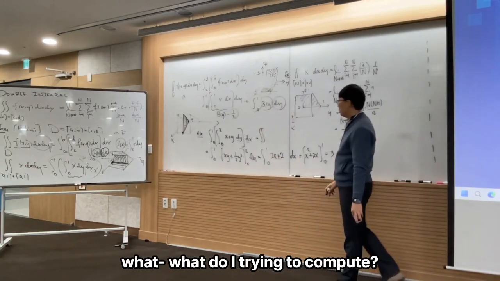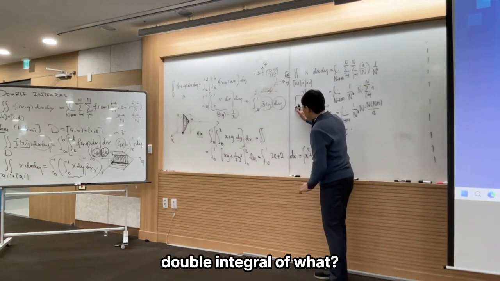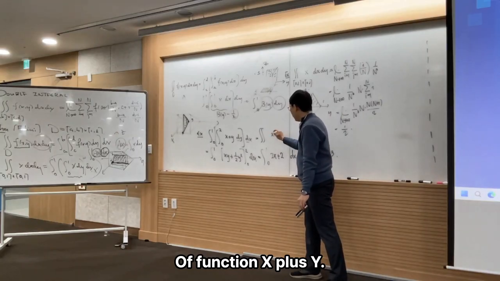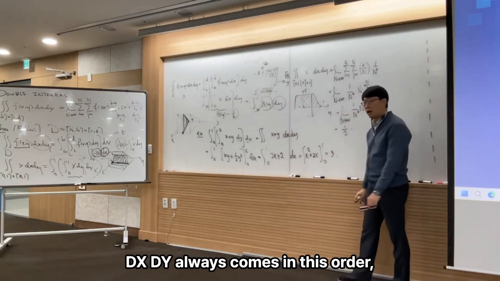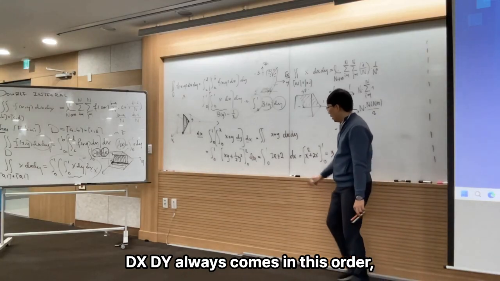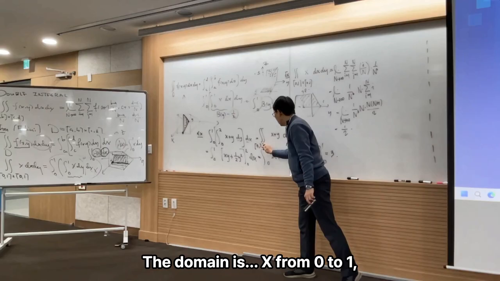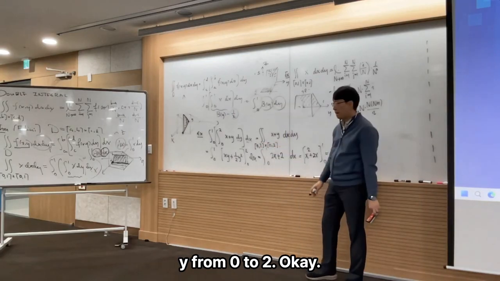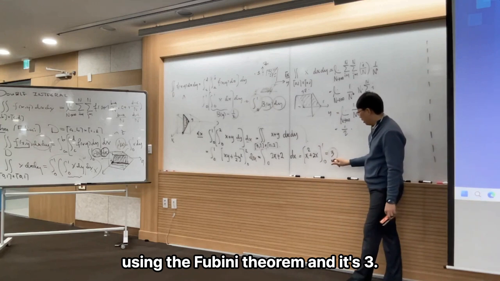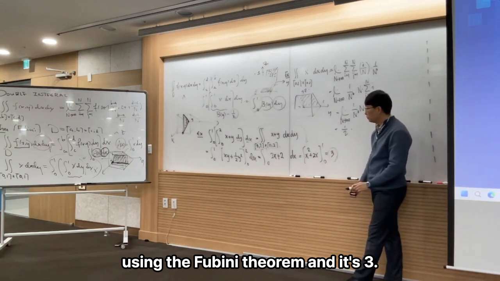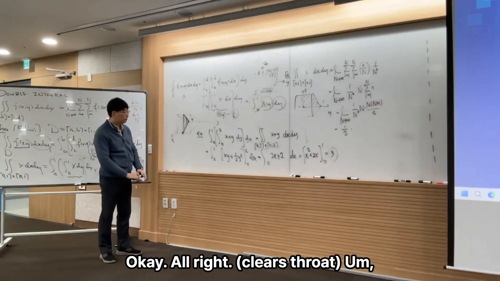So if I wrote it this way, what am I trying to compute? I'm trying to compute the double integral of the function x plus y. In double integral notation, dx dy always comes in this order. And what's the domain? The domain is x from 0 to 1, y from 0 to 2. So I'm computing this double integral using the Fubini theorem, and it's 3. Make sense? Okay.